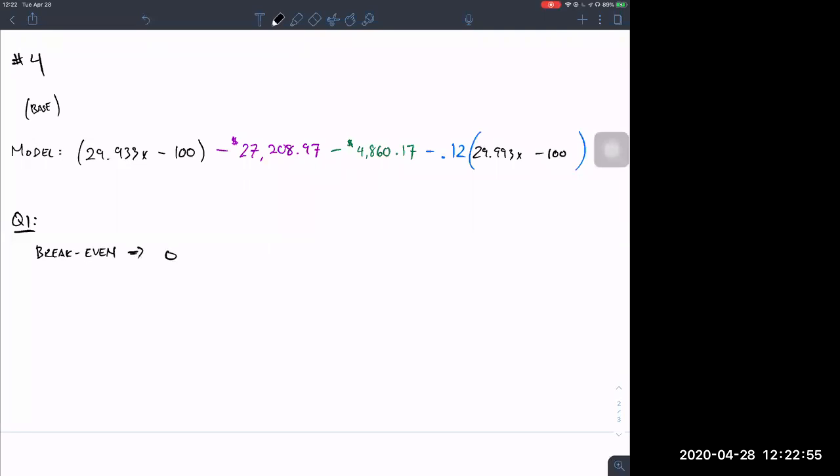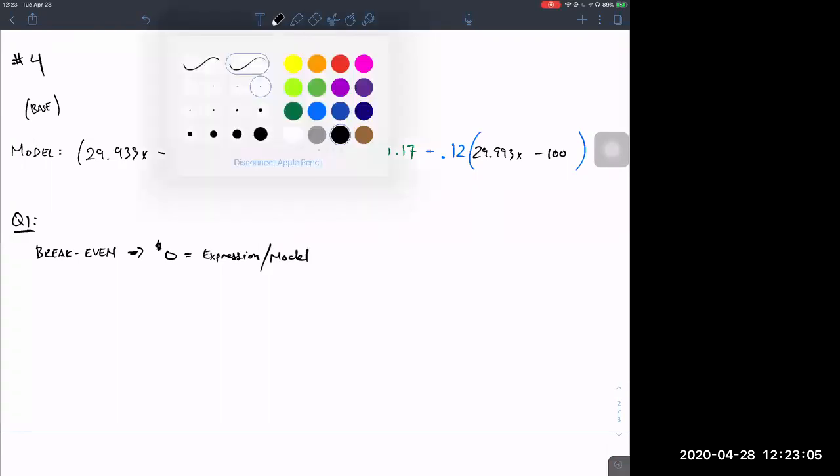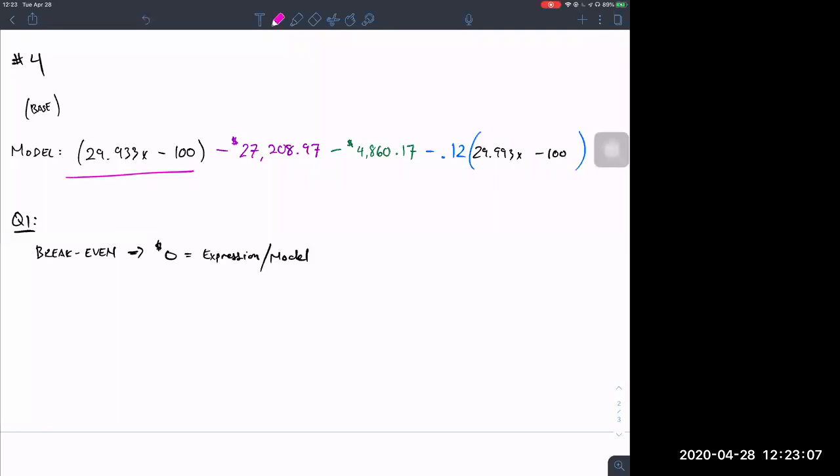Is setting $0 equal to what? Your expression/model, right? We are not setting that equal to only the profit function. This is not a cost revenue profit problem, right? There are more pieces involved with this model, so you can't solve for the break even just using this.